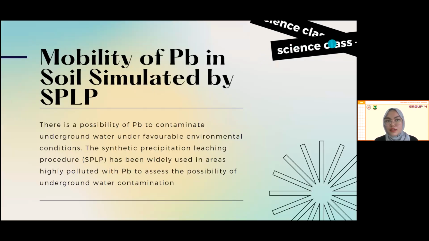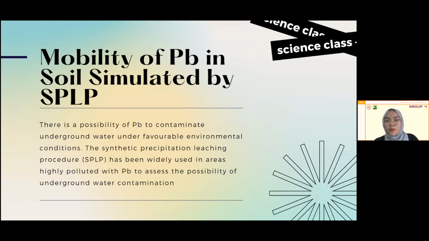And next is the mobility of Pb in soil simulated by SPLP. There is a possibility of Pb to contaminate the underground water under favorable environmental conditions. And the method that we use in this research is SPLP, or the synthetic precipitation leaching procedure.